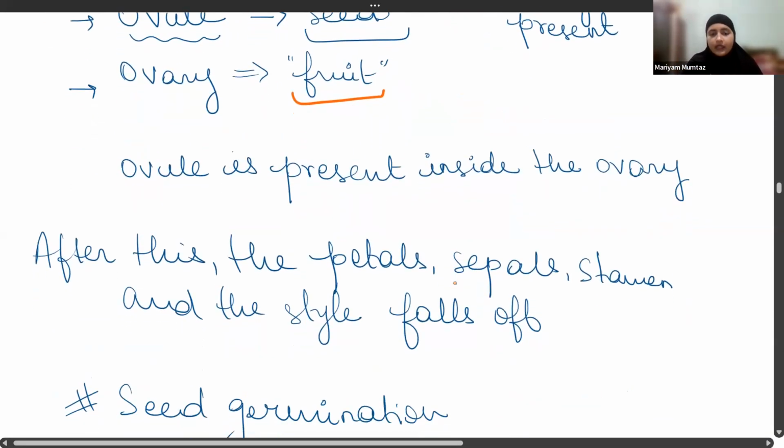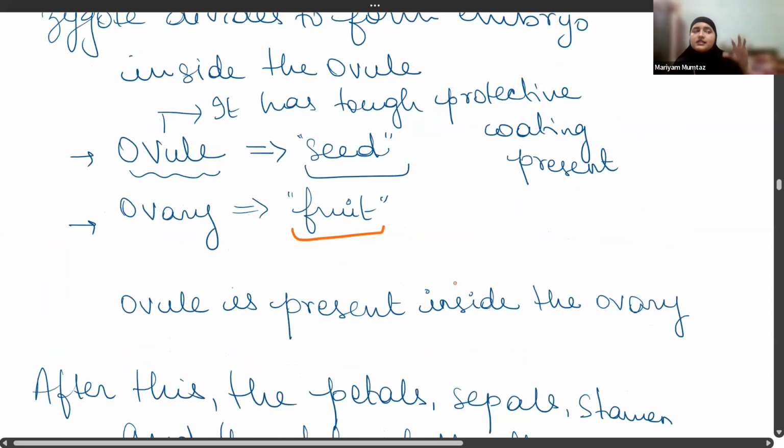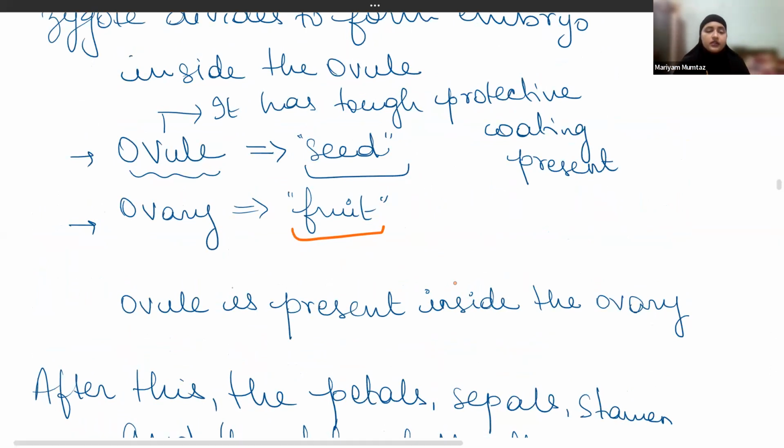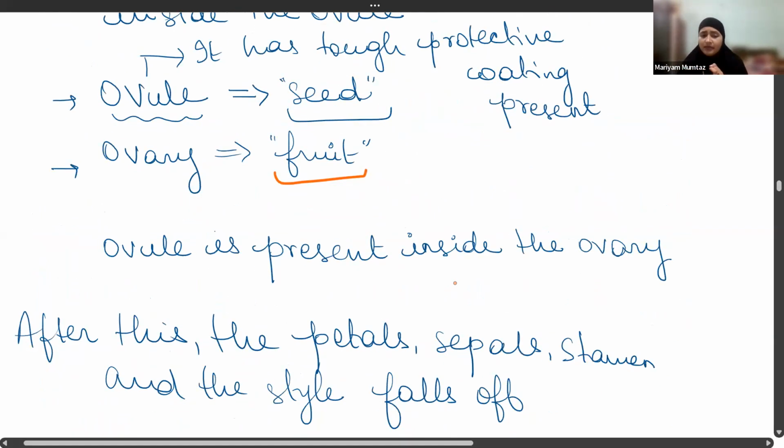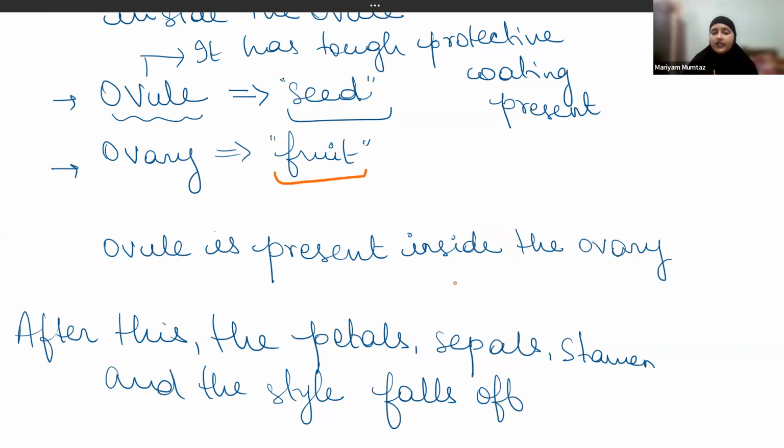Now, as soon as the ovule turns into the seed and the ovary turns into the fruit, after that, all the petals, the sepals, the stamen, and the style will fall off. Can you tell me why?